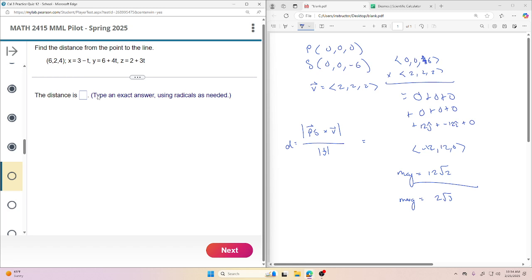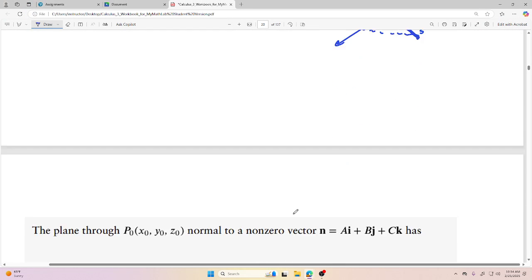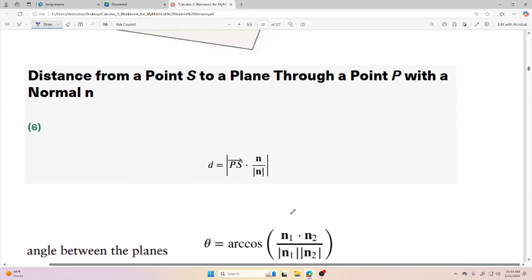Distance from a point to a line, same thing. Distance from a point to a plane. Okay, so that's different. Let's go back and find my formula for that. Yes, I think that's it right there. Same thing, we have a plane with a normal vector, n. There's a point on here, P, and there's a point not on there, S. And again, it's going to triangulate, whatever it does.